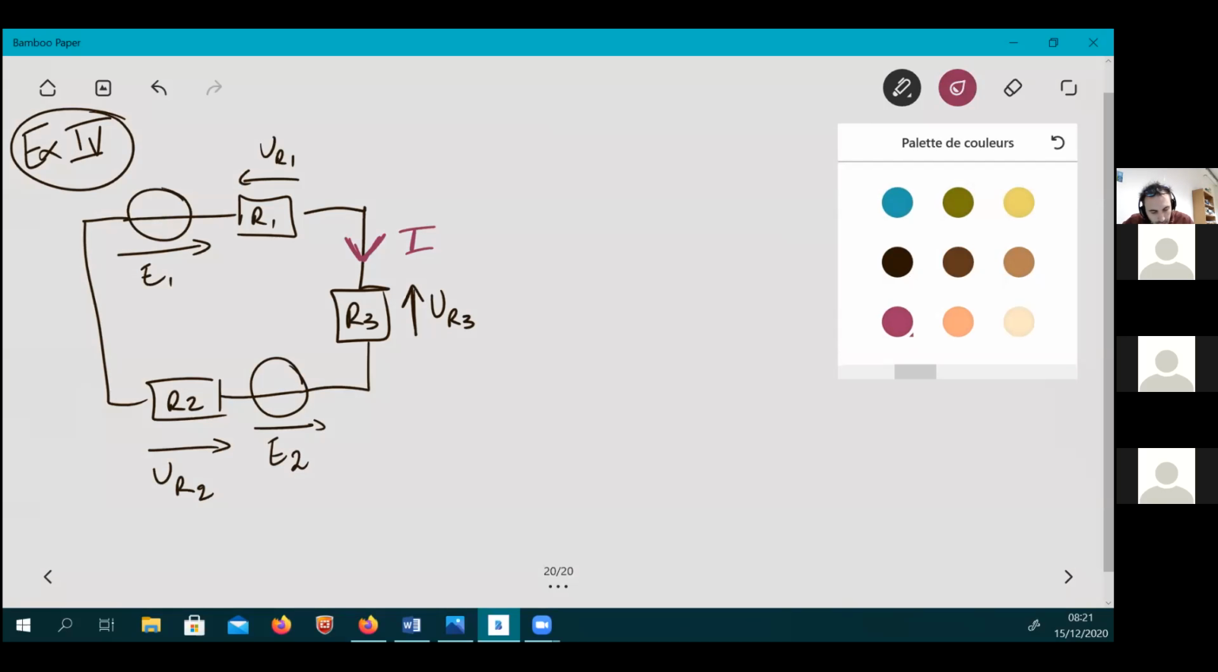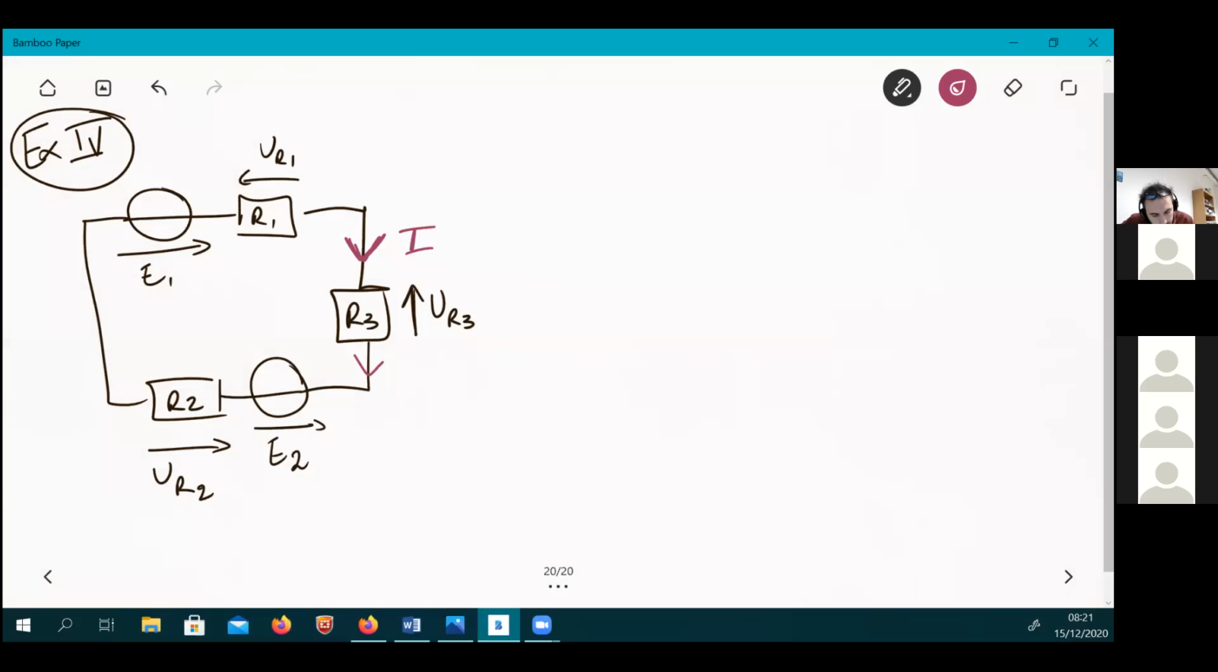Do you see my arrow here? No, we don't. Oh, sorry. I have to see how I can do this. Okay, sorry. Next time I will try to make this clear. So the current is going in that direction. So each time I'm entering a resistor, I'm going in the opposite direction than the voltage I'm plotting.